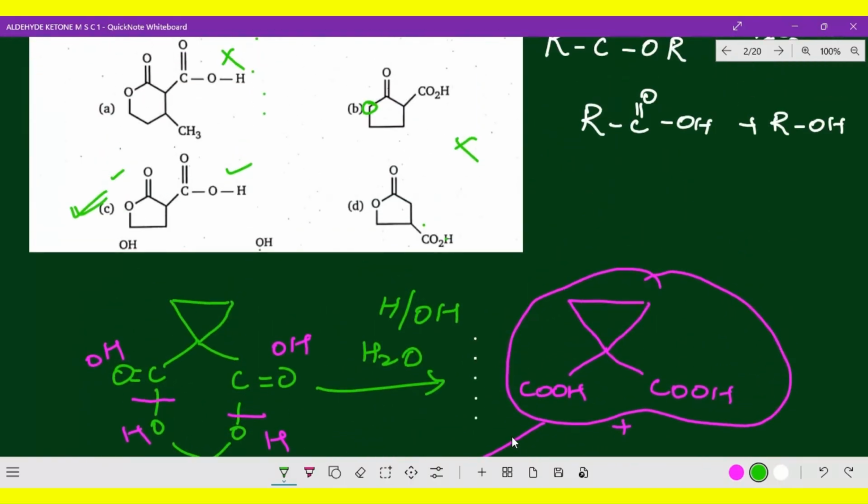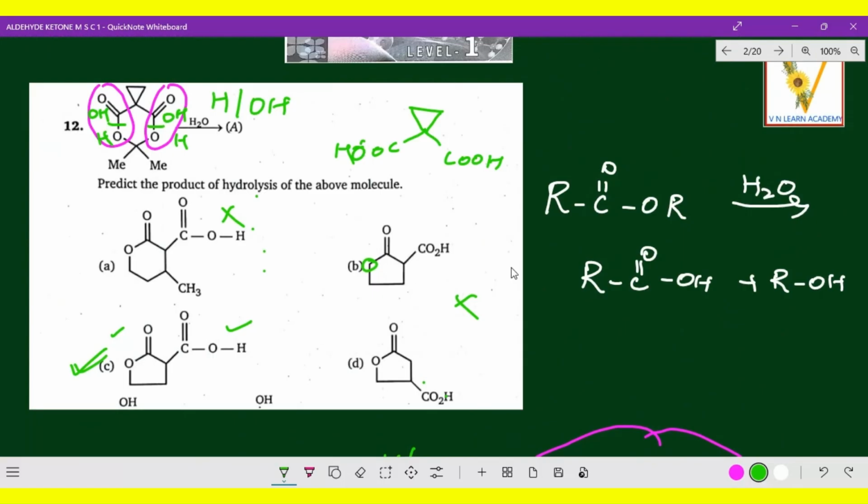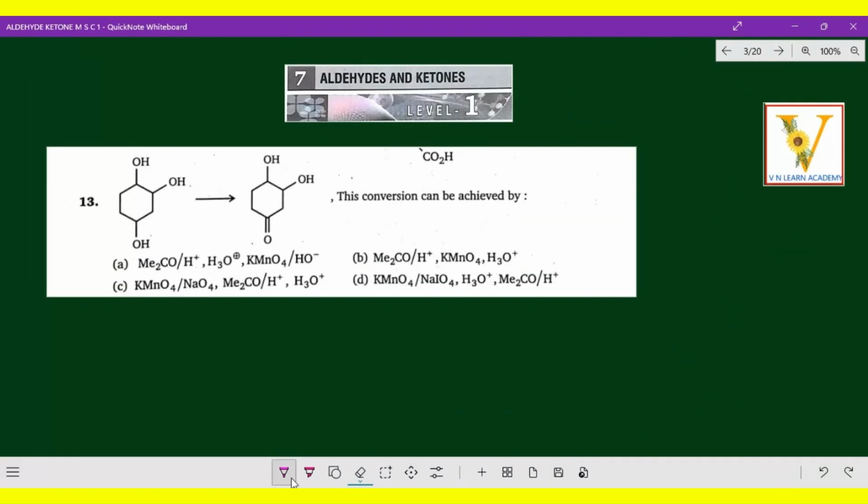I hope you got the clarity to find the answer in this. Okay, come on, let's go to the next question. The OH group is giving the product of 2-hydroxyl along with that C double bond O keto group. Now the conversion can be achieved.